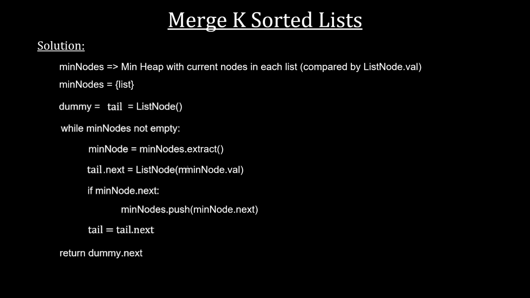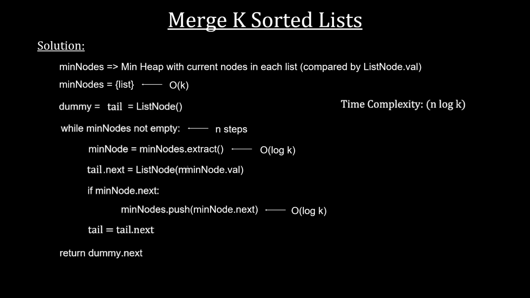Now let's analyze the time and space complexities of this new algorithm. First major thing that we do is that we take list and we heapify it. And as you know, this takes big O of the size of the list time, so big O of k. Then we have the while loop, which still performs n steps, where n is the number of total nodes in all the linked lists. And inside this while, we extract the min node, which takes big O of log k time, and we push a new node into the heap, which also takes big O of log k time. All the other operations in this algorithm are constant, so the final time complexity is big O of n log k.